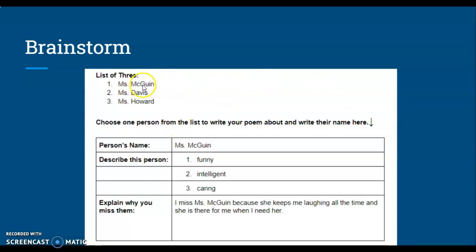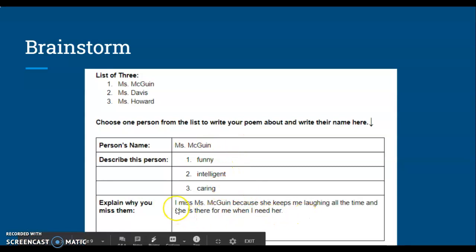So here's mine. I made my list of 3. I chose Miss McGuinn for my list of 3. Some of y'all did not do this part correctly. Some people wrote a list of just 3 people they knew, not people from school. The directions were 3 people from the school. So I sent your assignment back to you if you did that, so you could redo it. All right, so we filled in the person's name, we came up with some ways to describe them, and wrote a little bit about why we miss them.